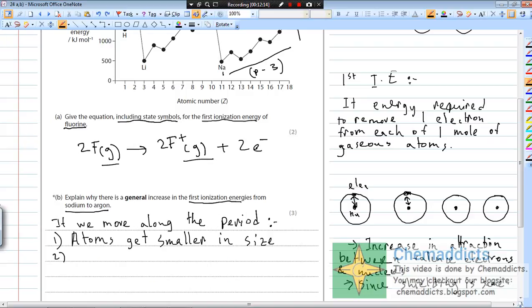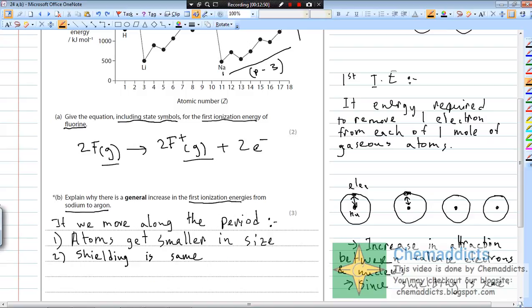So there is another point that we have come to know, that is shielding is the same. The atoms get smaller in size because shielding is the same, shielding remains constant.